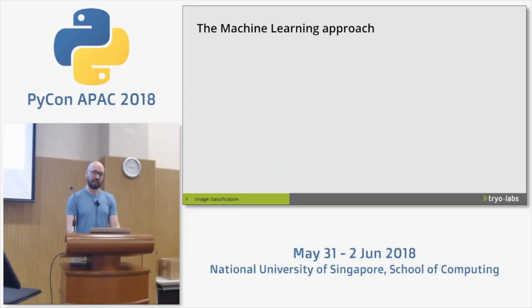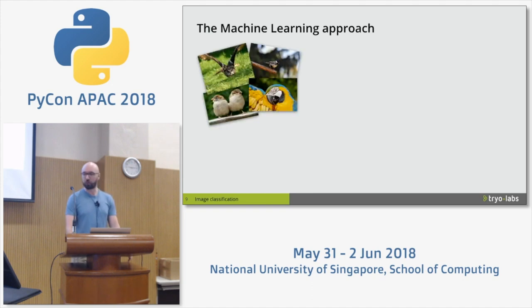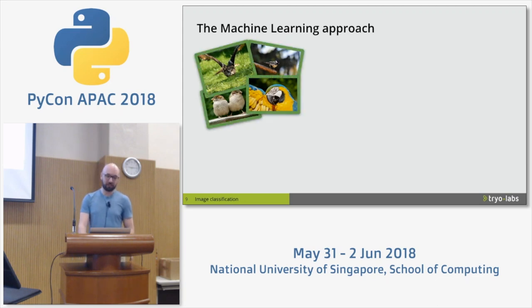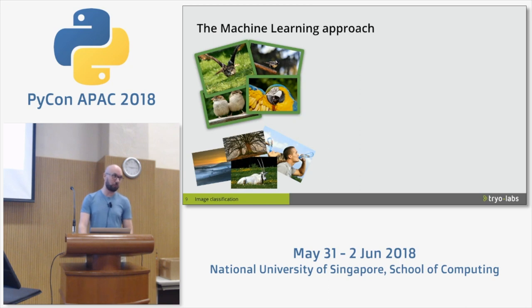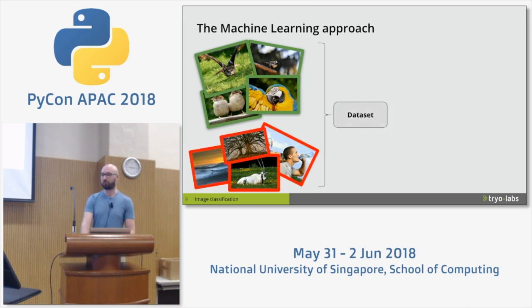So how does this work? High level, many of you, of course, are familiar with machine learning from what I've learned in the past 2 days. But this basically works like this. You take a bunch of images of birds. You label them as birds. You take a bunch of images of things that are not birds. So this constitutes your data set. You need to gather all these pictures and label them.